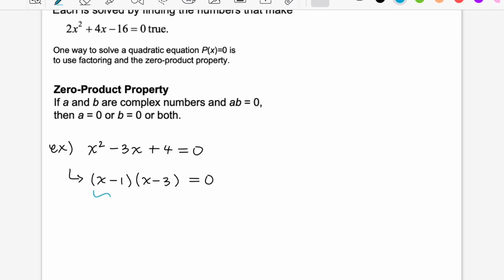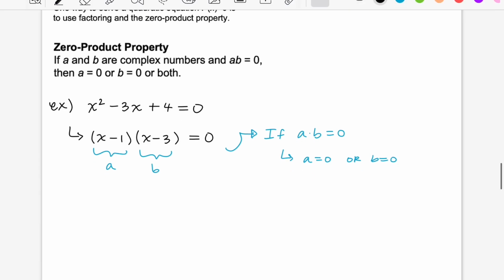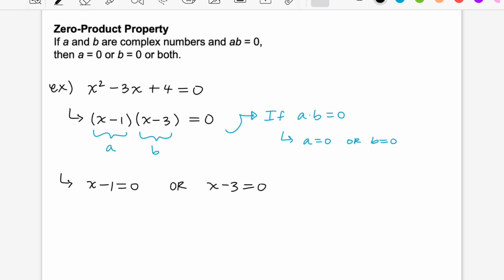Because if we call this one a and this one b, if a times b is equal to 0, then a needs to be equal to 0, or b equals 0, or both. So that's what that's saying here. So this tells us that in order for this to be 0, we need x minus 1 to equal 0, or x minus 3 equals 0, or we can have both. So what we'll do is solve for x for both of these.